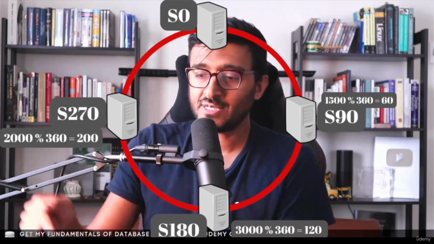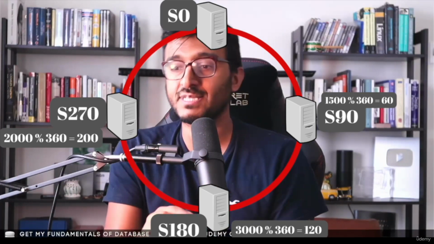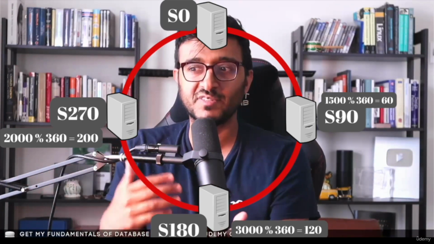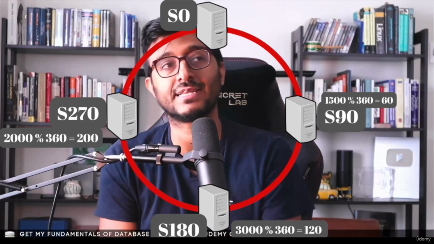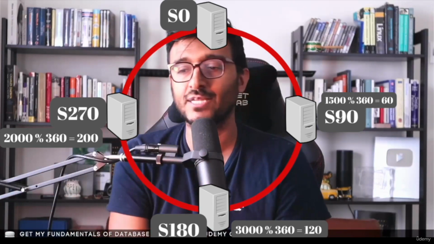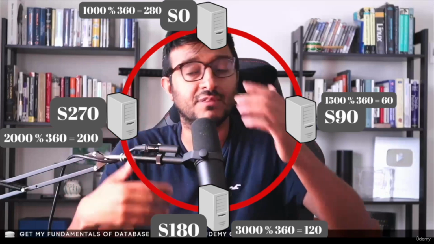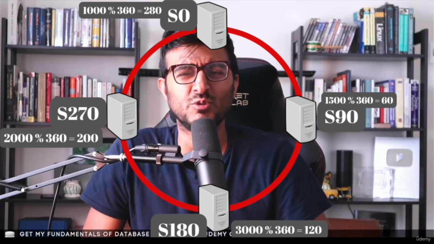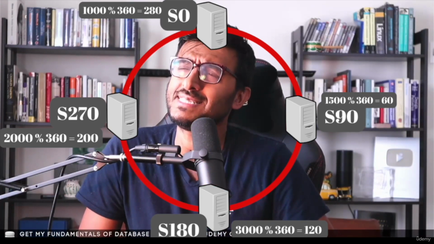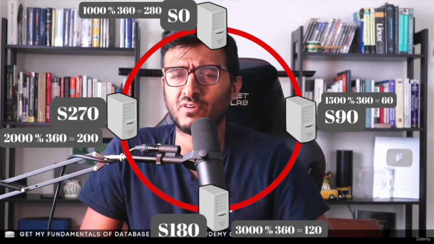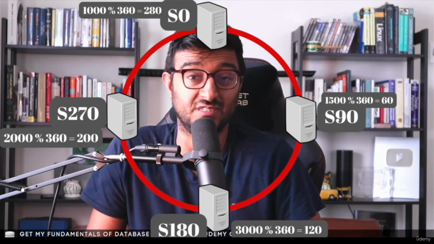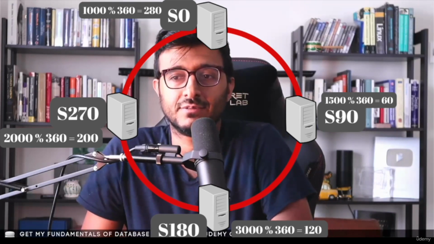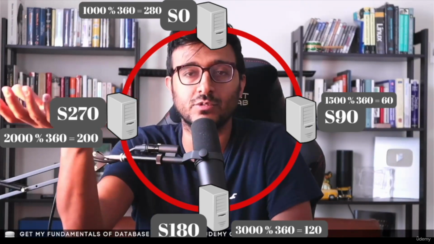And then you put another value, say 3000 modulo 360. That's 120. 120 fits between server 90 and server 180. So like move directly to the 180 and then you store the value 3000 there. How about 1000? 1000 modulo 360 gives you 280. Wait a minute. 280, there are no server after the last server, with the largest value being S270. There is no larger than server 270.